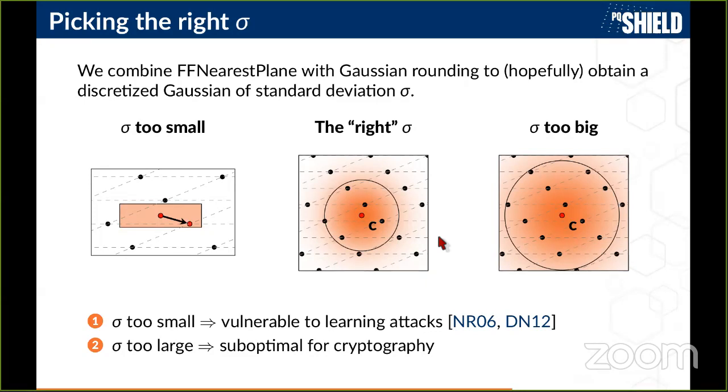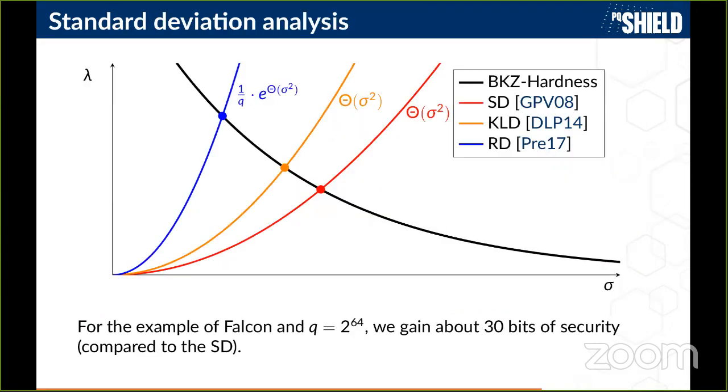So we see that you have two conflicting conditions, and what we will seek to do is to find the adequate tools to tell us the optimal standard deviation to take. This is what I will do in the next slide. Here I have a description of the security parameter lambda as a function of the standard deviation sigma.